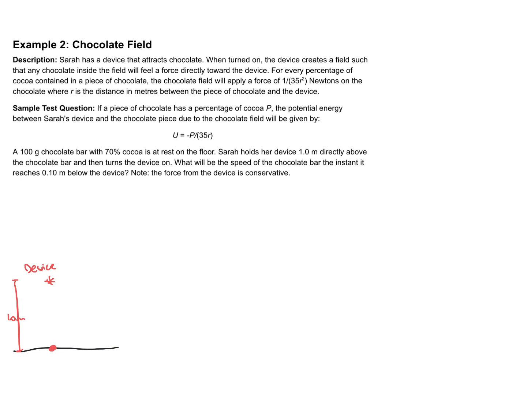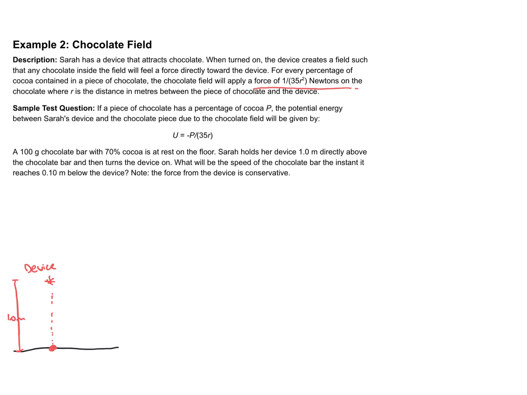So what happens when it's turned on is that the chocolate's going to start rising, and it'll actually get faster and faster as it gets closer and closer because it's going to accelerate. The force that the device applies on the chocolate gets stronger and stronger because the force is described by this formula here: 1 over 35 r squared newtons for every percentage of cocoa.